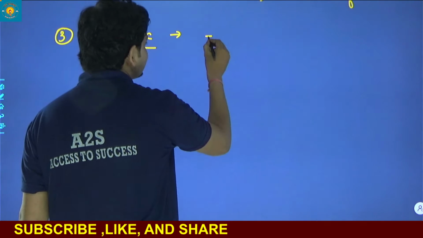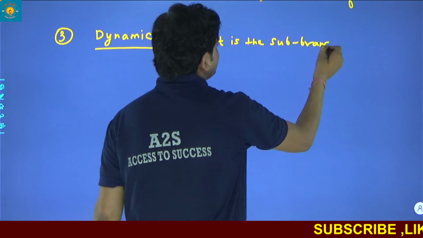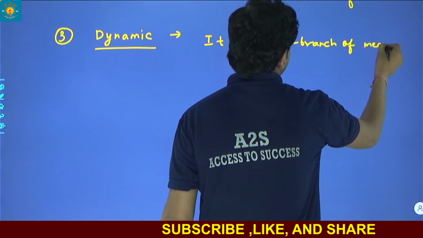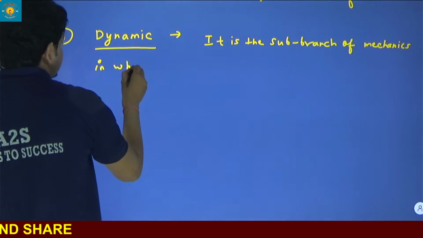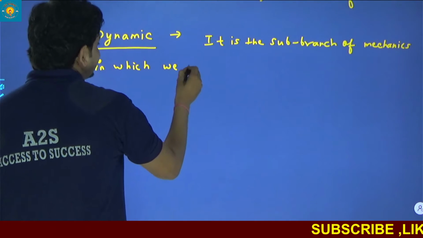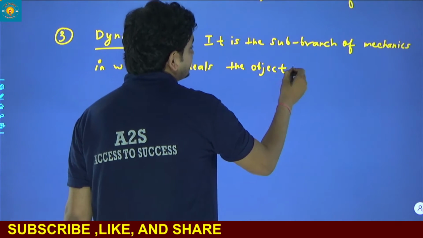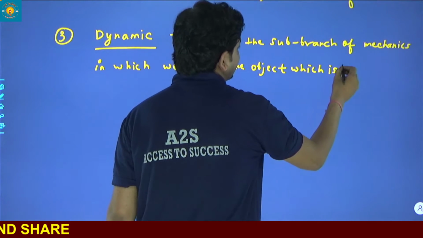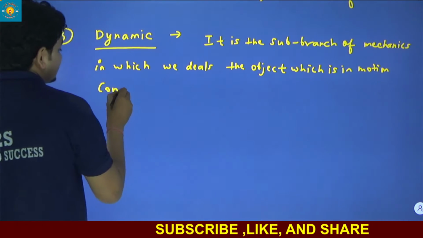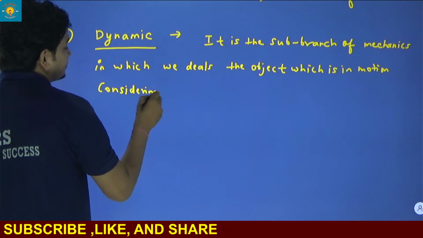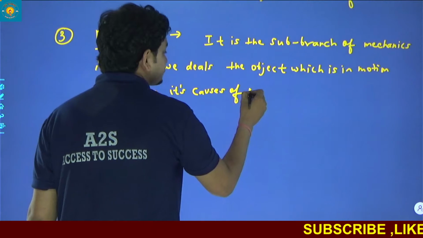So dynamics is the sub branch of mechanics in which we deal with the object which is in motion, considering its causes of motion.